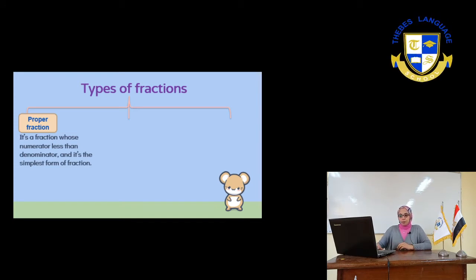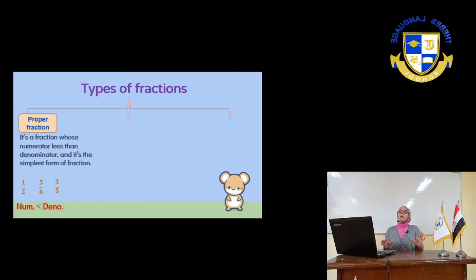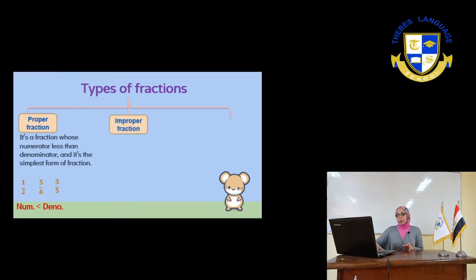For example, half, 1/2. 1 is smaller than 2, so this fraction's type is proper. 5/6. 5 is smaller than 6, so it's a proper fraction. 3/5. Also, it's a proper fraction. And the proper fraction is the simplest form of a fraction. Okay? The next type is improper fraction.